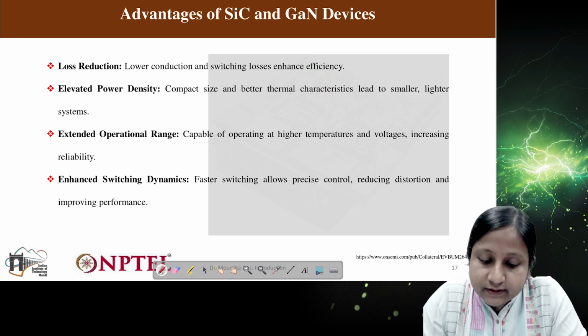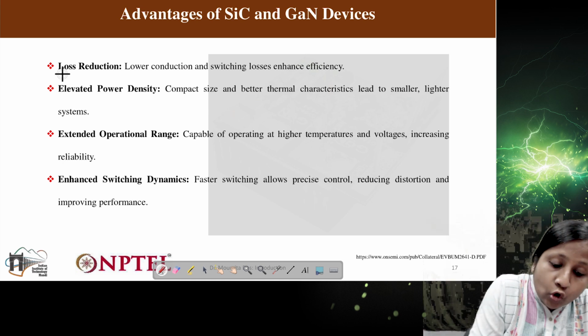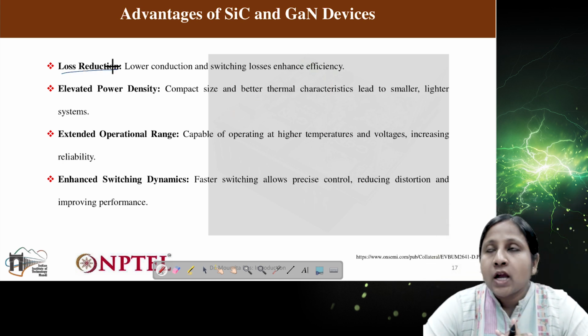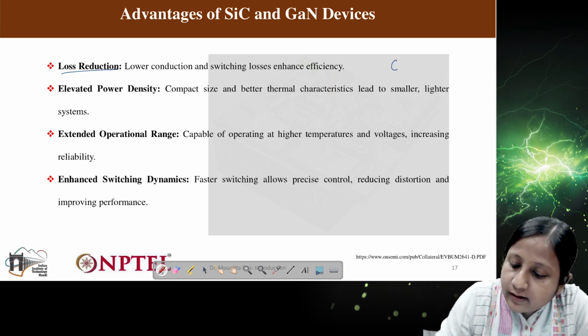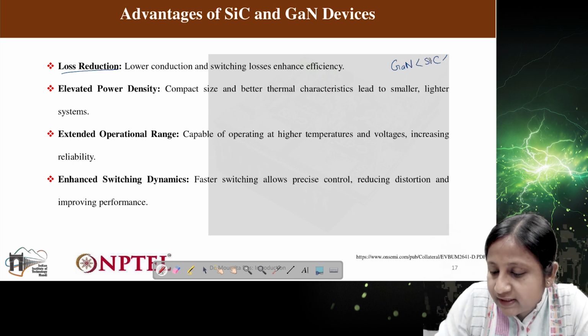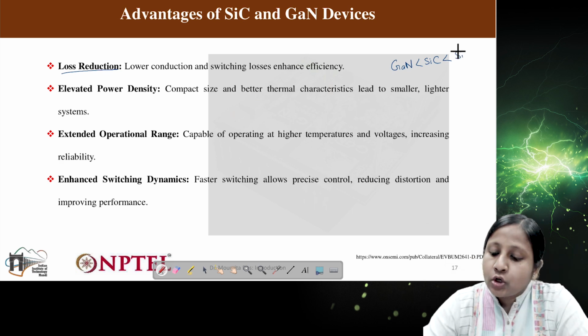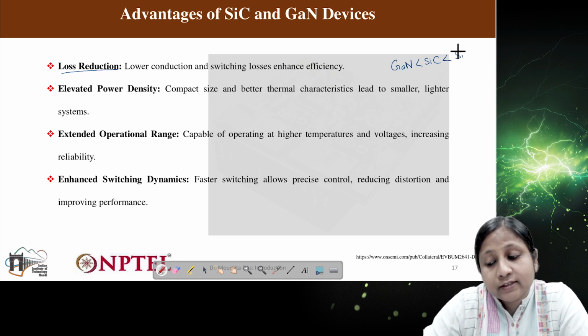So now the advantages. What are the advantages of silicon carbide and the GaN devices? So first thing is the loss reduction. So you can see here, as the capacitances are much lesser than that of the silicon device. GaN has much lesser capacitance than that of the silicon carbide, which has lesser capacitance than that of the silicon. So then the gate charge and drain charge requirements are much less. So then rise time and fall time will be much lesser. It is much less in case of GaN as compared to silicon carbide as compared to silicon.